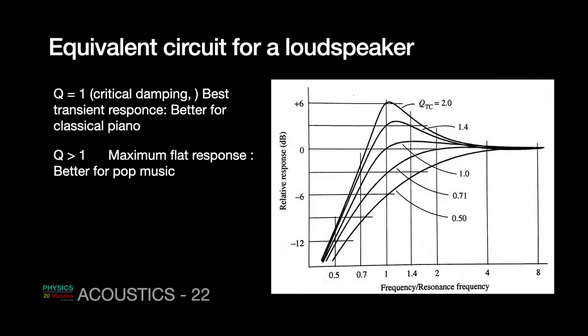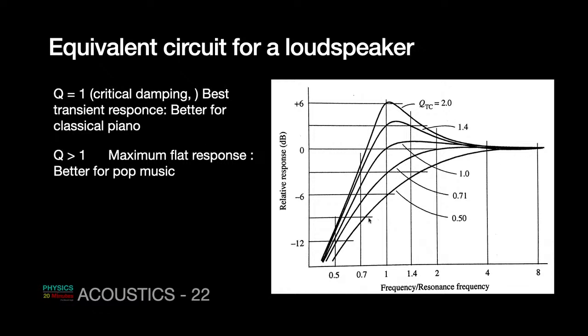Q equal to 1 is called critical damping. Q greater than 1 is called maximum flat response. Different kinds of Q values could be needed for different kinds of music. So for piano, Q is 1, and for pop music, Q is greater than 1.